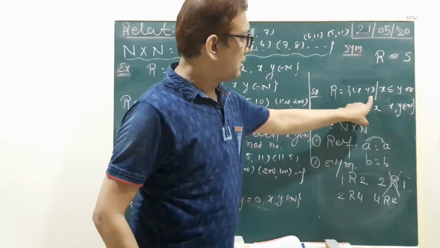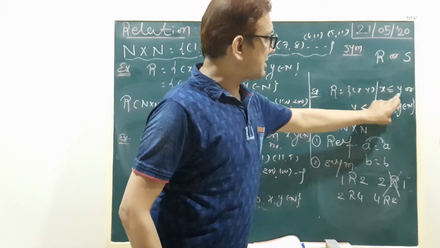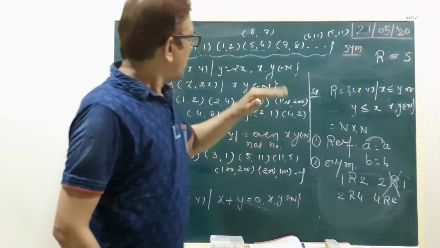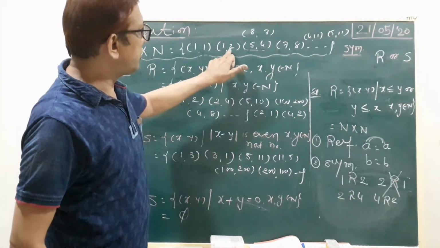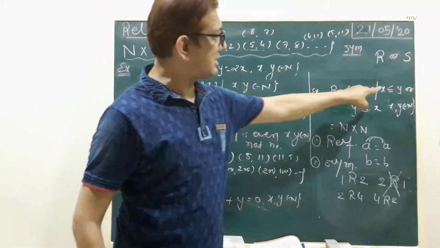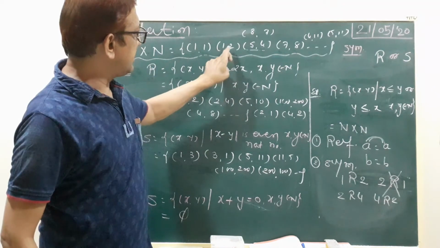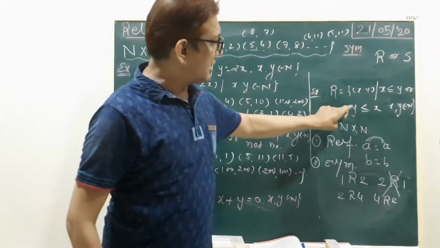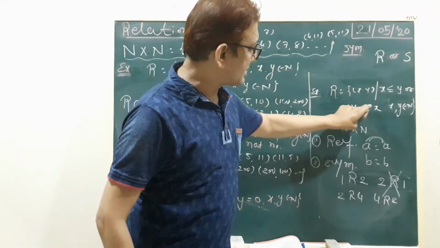And in this one, x less than y, that is 1 2 is possible. X is less than y. And here y less than x.